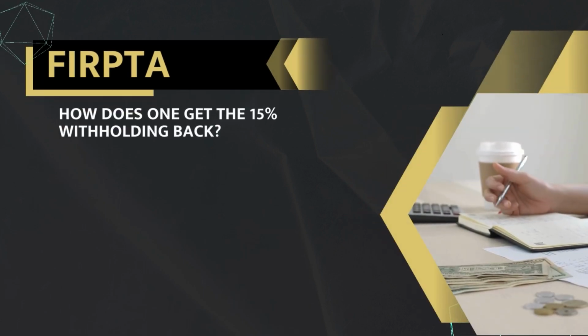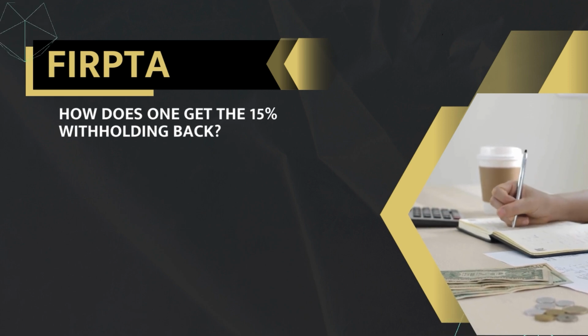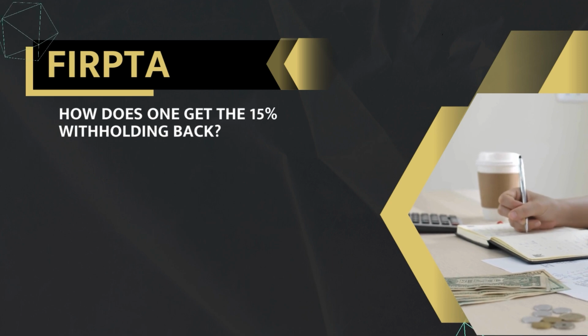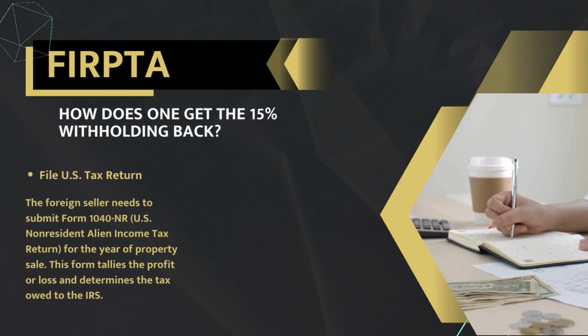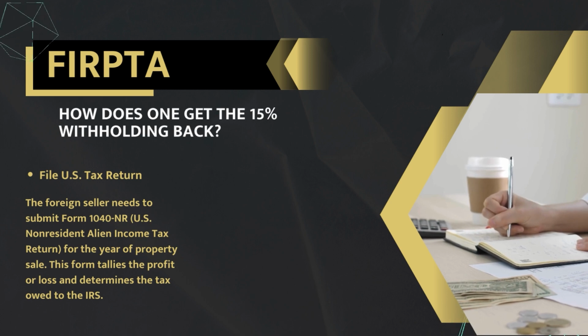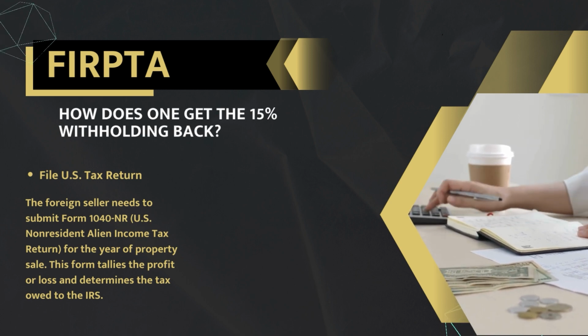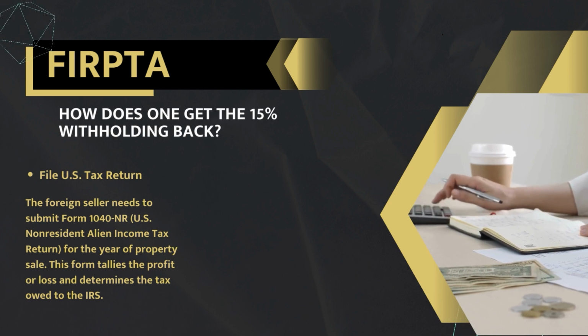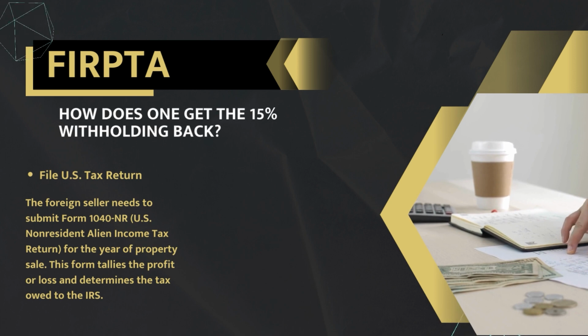How does one get the 15% withholding back? Foreign sellers subject to FIRPTA withholding may be able to obtain a refund of the withheld amount under certain circumstances. File a U.S. tax return. The foreign seller needs to submit Form 1040-NR, U.S. non-resident alien income tax return, for the year of property sale. This form tallies the profit or loss and determines the tax owed to the IRS.